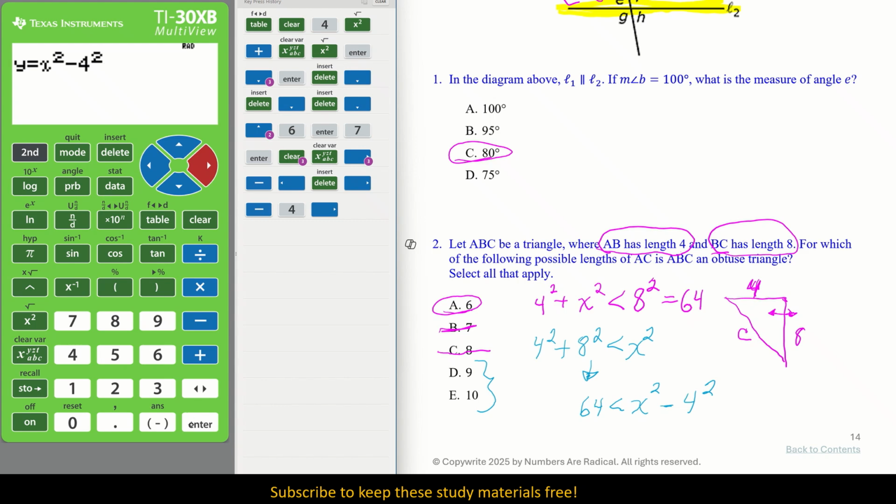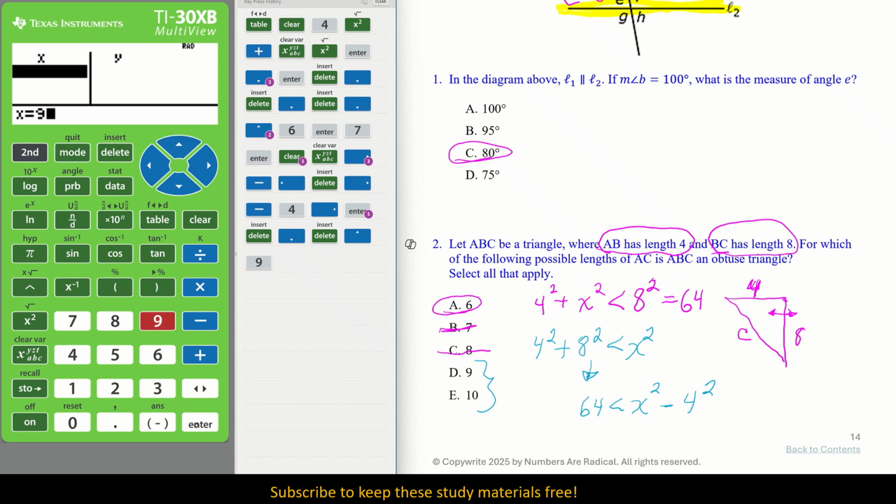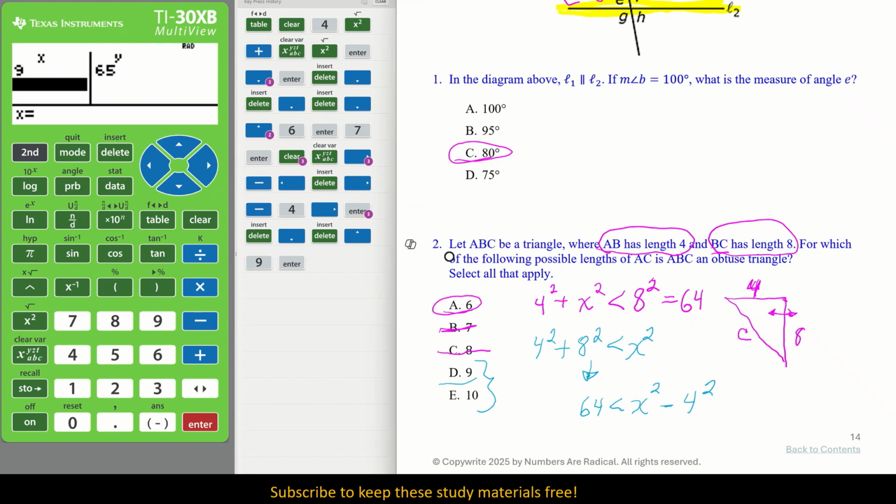Okay, so let's push enter. And let's go back to ask this time. I can type over or delete, but I like to delete so you can see this. So now let's try 9. Is that greater than 64? Yes, it is. Now let's try 10. And yes, 84. So the options that are correct, that would make it an obtuse triangle, are 6, 9, and 10.